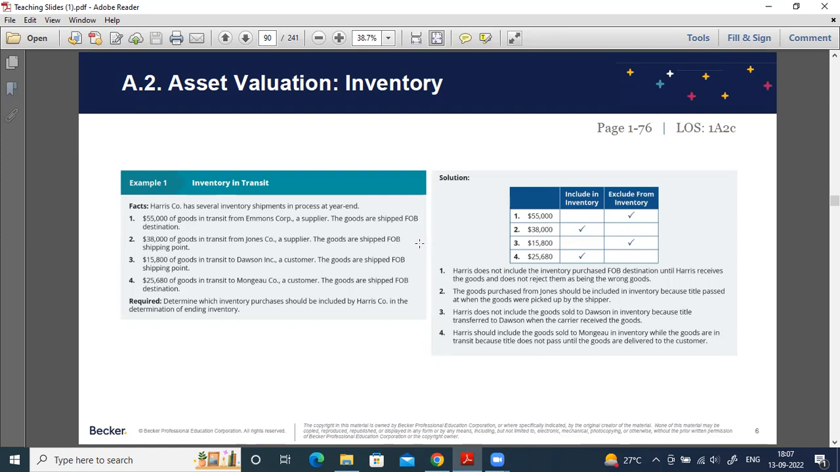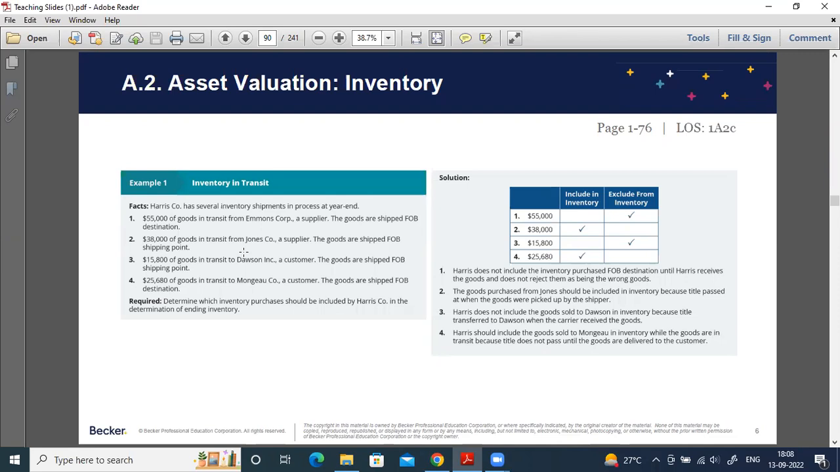Then $38,000 of goods in transit from Jones and Co., a supplier. The goods are shipped FOB shipping point. Then $58,800 of goods in transit to Dawson and Co., a customer. The goods are shipped FOB shipping point. Then $25,680 of goods in transit to Moge Co., a customer. The goods are shipped FOB destination.